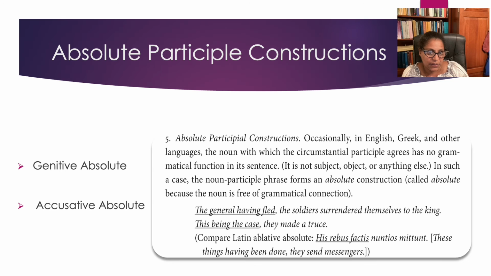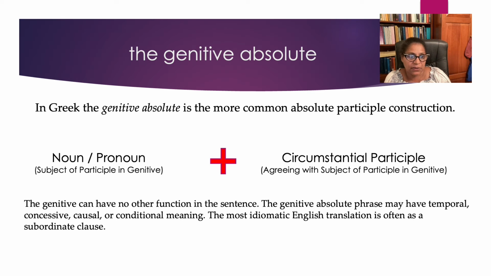So let's see here. So how do you set it up? Okay, so you'll have your noun or pronoun in the genitive, and then you'll have your circumstantial participle agreeing with the noun or pronoun in the genitive. That's the formula, right? And the genitive, whether it's the noun or the participle, can't have any other function in the sentence.